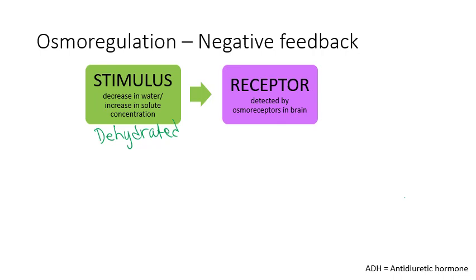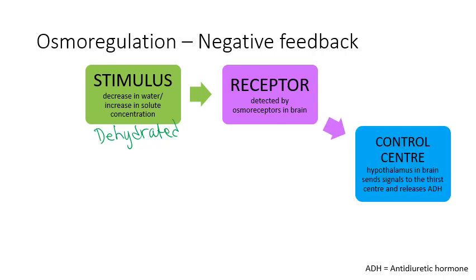Luckily for us, they're actually located in the brain, so they don't have to go far to get that message to the control center. This time they are accessing a specific part of our control center in our brain. They're accessing the hypothalamus. So it will receive the signals from our receptors, our osmoreceptors in the brain, and in doing so, it's then going to trigger our thirst center to release a particular hormone.